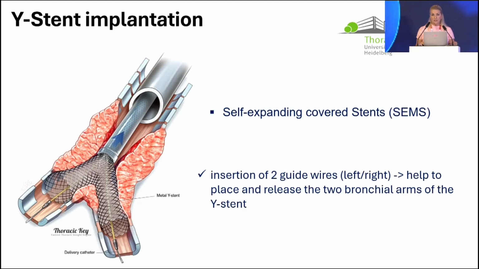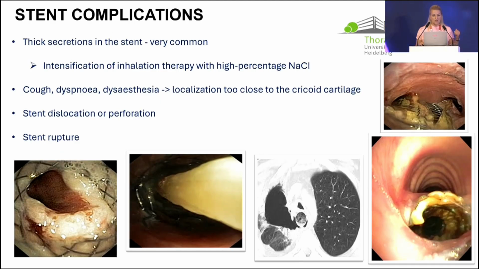You know about the implantation: two guide wires, right and left side for the SEMS, and implant it, and rigid if it's a Y stent under a C-arm. Complications of stents, think secretions, especially if the patient keeps smoking afterwards. This is a catastrophe if he smokes. We have to give them inhalation, saline, high percentage saline. If the stent is really high, then it might cause cough, dyspnea, and dysesthesia for the patient.